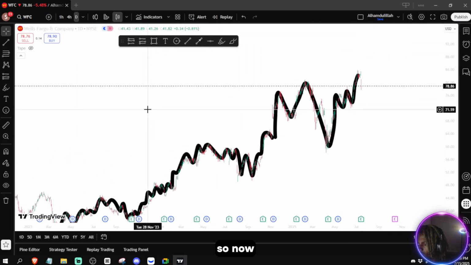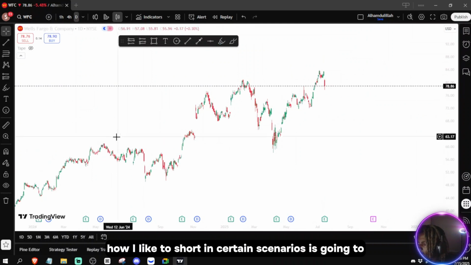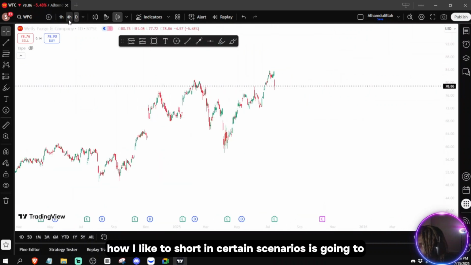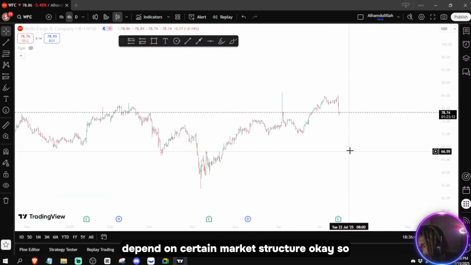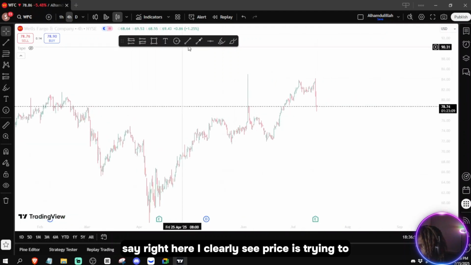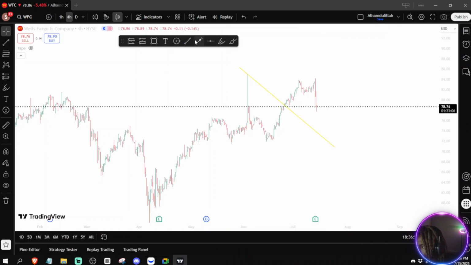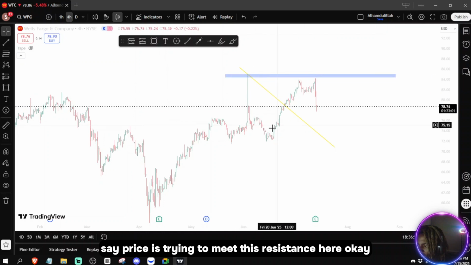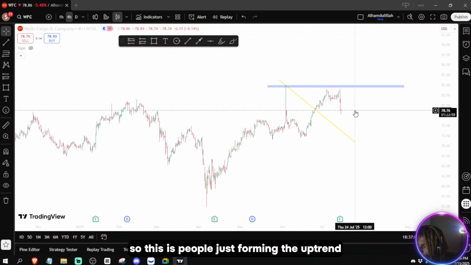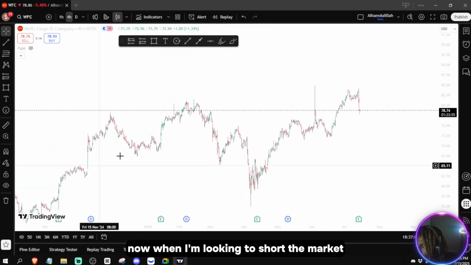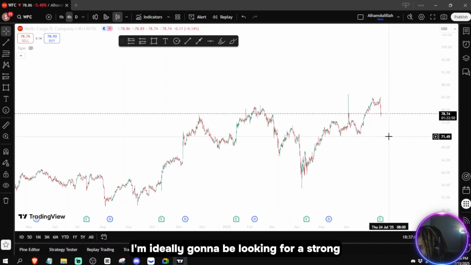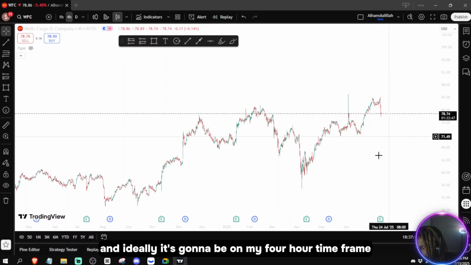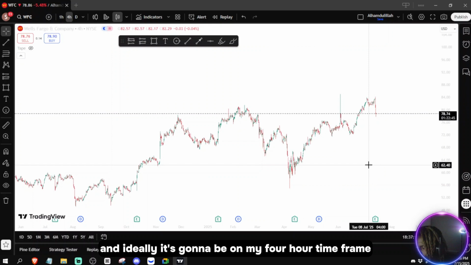Now, how I like to short in certain scenarios is going to depend on certain market structure. Say right here, I clearly see price is trying to meet this resistance here. So this is people just farming the uptrend. Now, when I'm looking to short the market, I'm ideally going to be looking for a strong area of support, and ideally it's going to be on my 4-hour time frame.